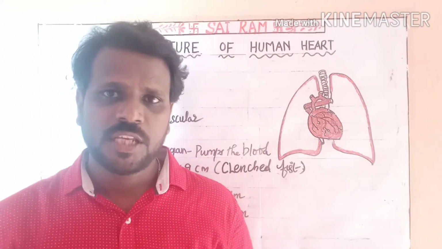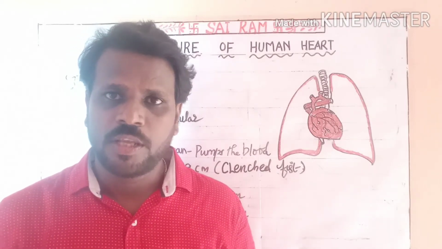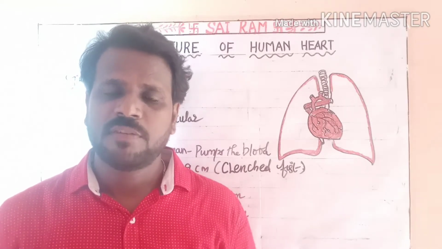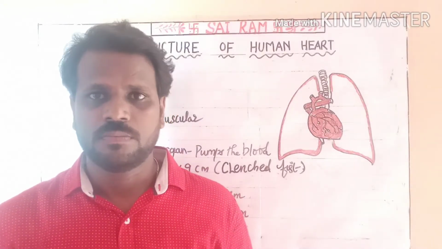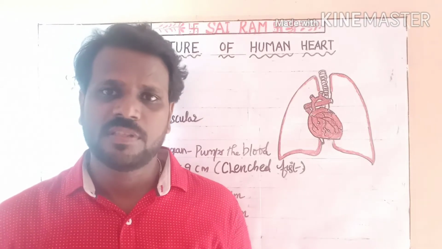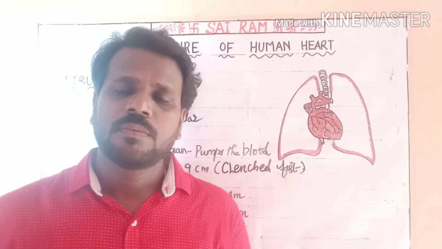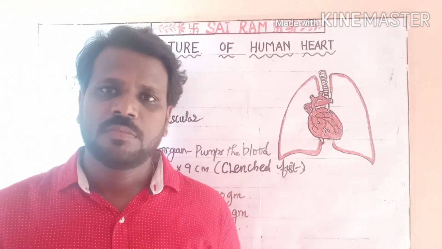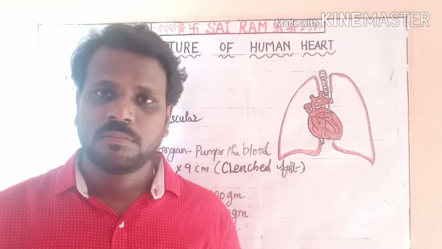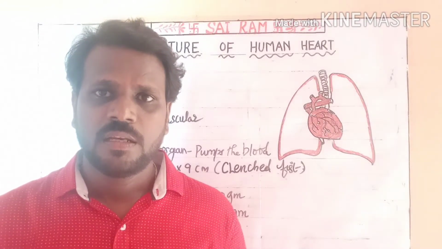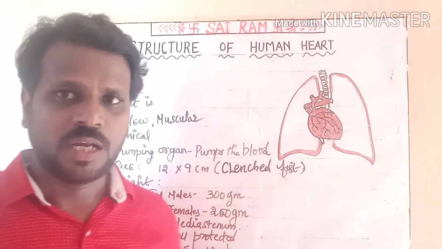Our heart is the chief circulatory organ in our body. Heart pumps the blood throughout the body and receives the blood from the body also through some blood vessels. So here we have to note it down. In the circulatory system, not only the heart, even blood vessels and blood are also involved. Let's begin with the structure of the human heart.